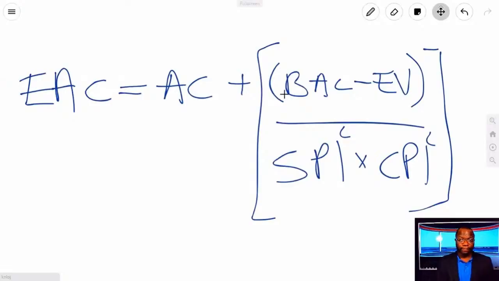All right? So if you do that, you've gotten all the formulas. EAC based on work being performed at the budgeted rate, EAC based on current cumulative CPI, and EAC based on cumulative CPI and SPI. See that? That's how you do it, folks. You got to know all of your EACs. All of them.